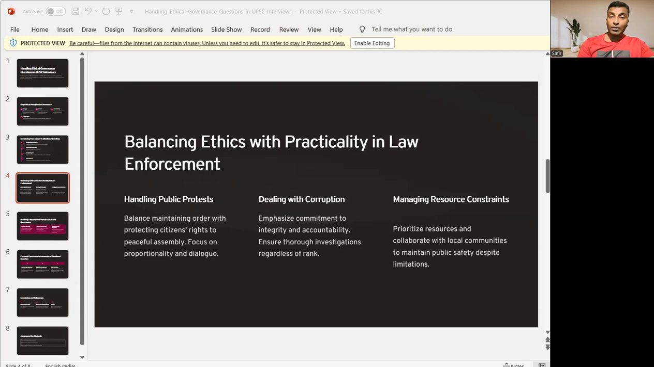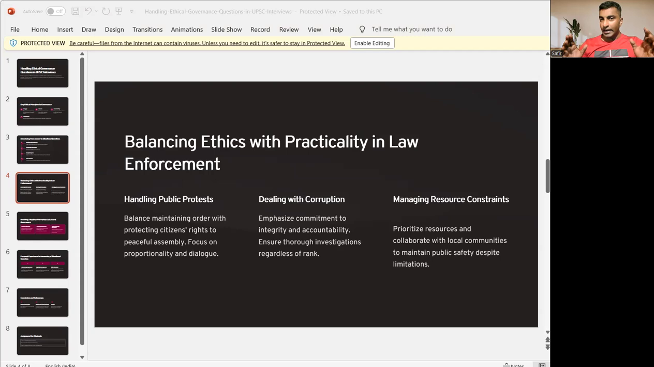Now, when answering questions about public protest, always focus on the importance of proportionality in the use of force. If you have given IPS as a preference, always mention the proportionality of use of force. In case of protest, you may have to use force, no other option, right? You talk to them and other things are there, but there should always be a proportional use of force. And engaging in dialogue with the protest leaders to de-escalate the tension.